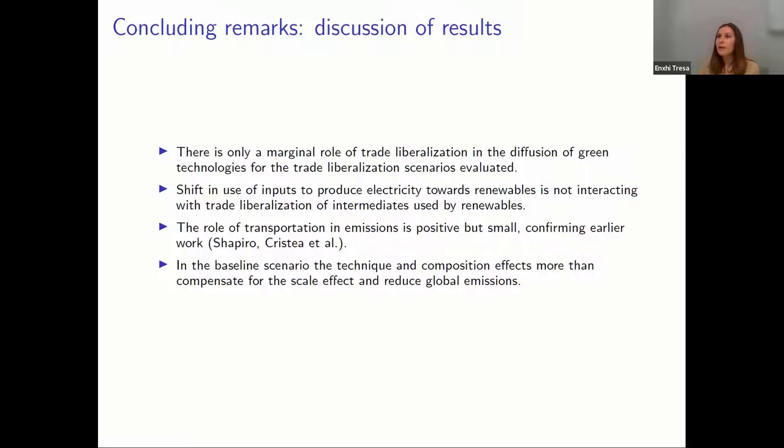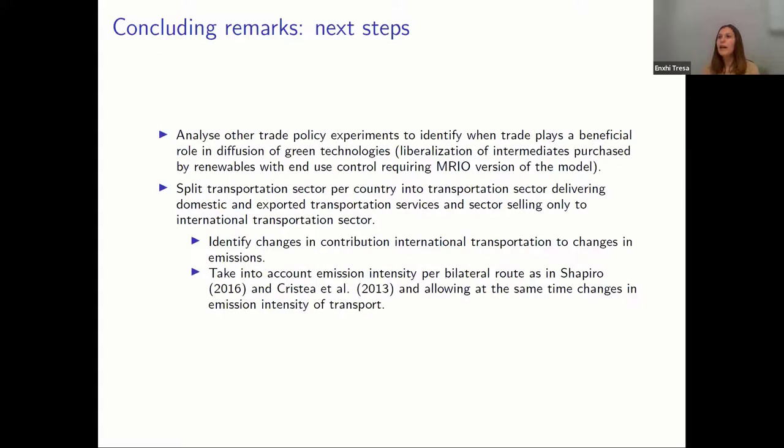We have found that there is a marginal role of trade liberalization and diffusion of green technologies for the scenarios that we have evaluated here. There is a shift in use of inputs to produce electricity towards renewables that is not interacting for now with trade liberalization. The role of transportation is small. In the baseline scenario, we still see that the technique and composition effects more than compensate for the scale effect to reduce global emissions. Now we have a to-do list for the next steps.